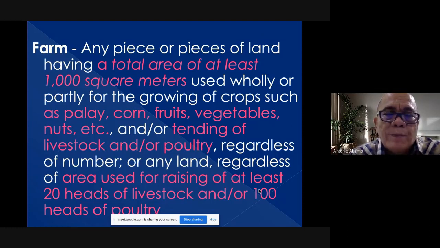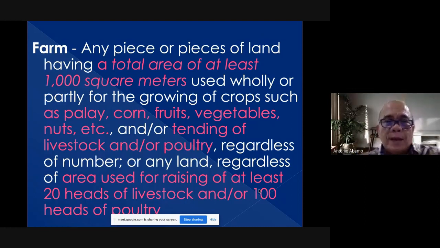And then also, if you have cattle, carabao or these large animals, 20 heads is already considered by definition a farm, no? 20 heads. So below that, backyard agriculture pa na siya. Di pa gina-konsider nga mga farm, no? So these are the range of definitions when it comes to a piece of property or land area considered to be a farm by definition.